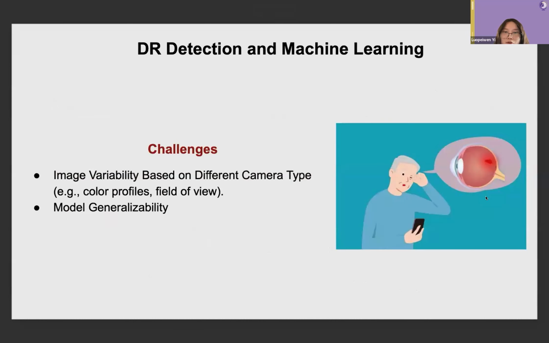Currently, retinal image analysis can be automated thanks to advanced machine learning models, but there's a key challenge here. The variation in images from different types of cameras can limit model generalizability. That means it can impact the model's performance. So our research focused on developing more robust models that perform consistently across diverse imaging equipment, to make it more practical in real-world healthcare use.